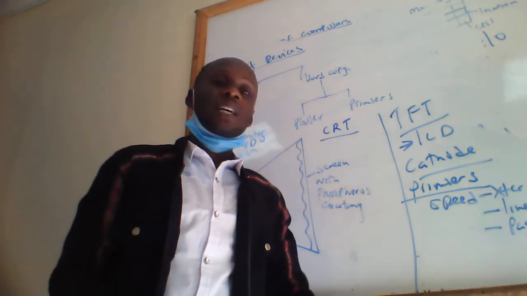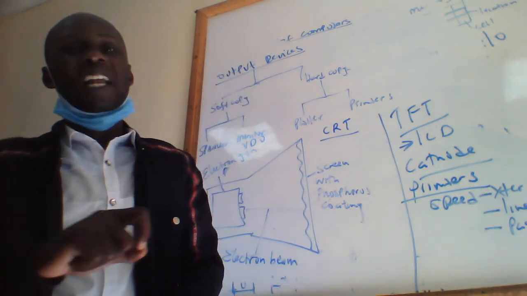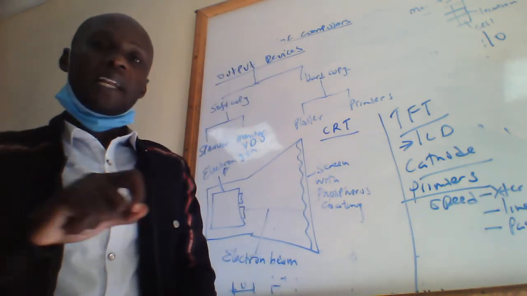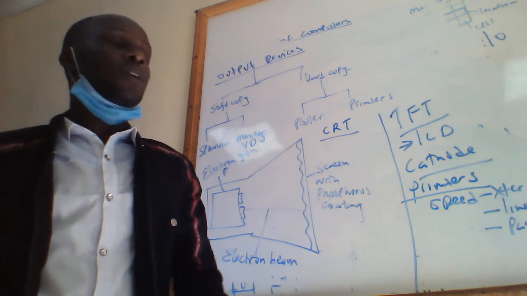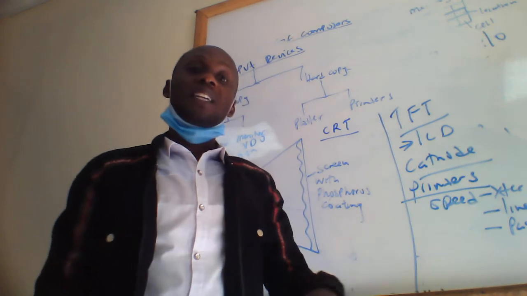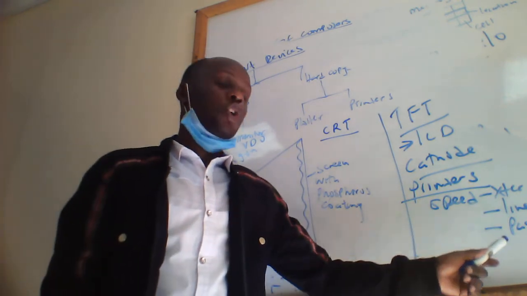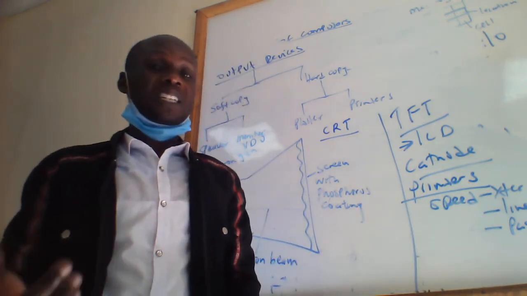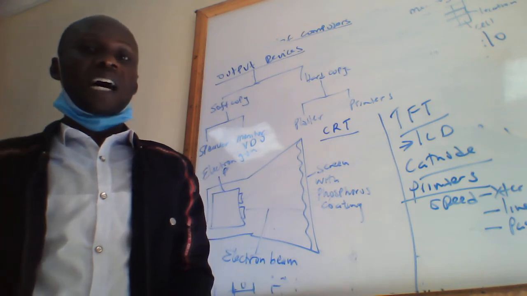Line printers display one line at a time. They generate one line of output at a time, so they are faster than character printers. Character printers are slower than line printers. Then you have the page printer, which displays one entire page at a time.